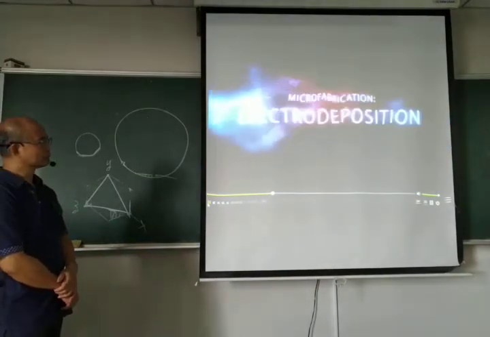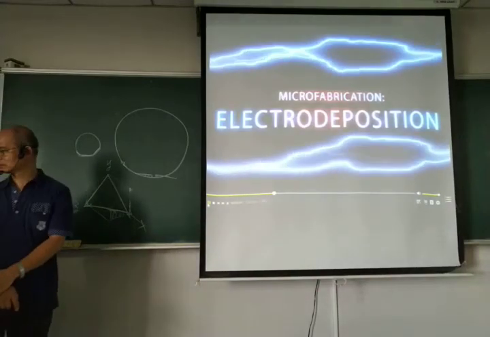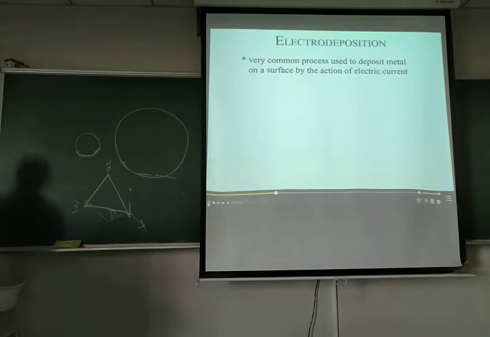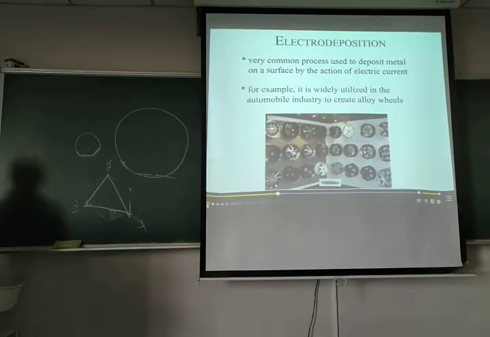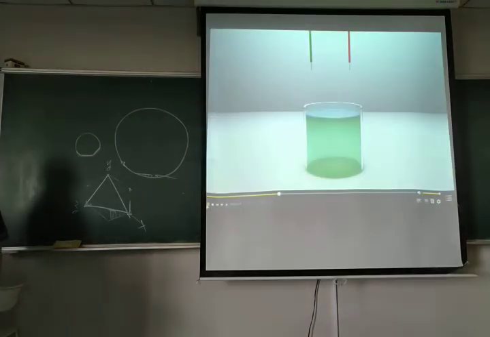Features of a microdevice can be fabricated with a wide variety of metals by using the process known as electrodeposition. Electrodeposition is a very common process used to deposit metal onto a surface by the action of electric current. For example, it is widely utilized in the automobile industry to create alloy wheels. Shown here is the apparatus used to electroplate a metal into the patterned areas left behind after exposing and developing the wafer.